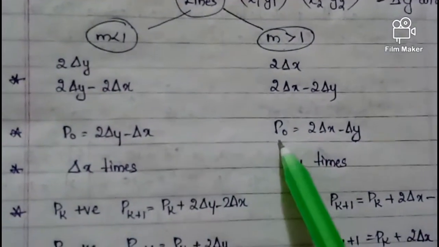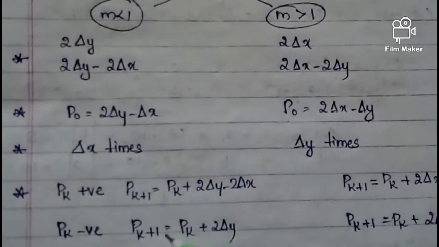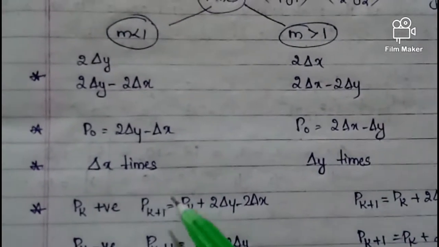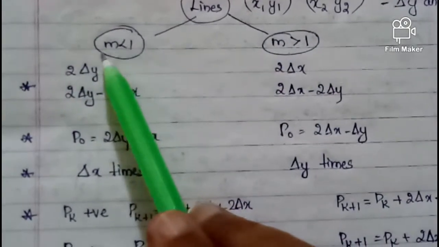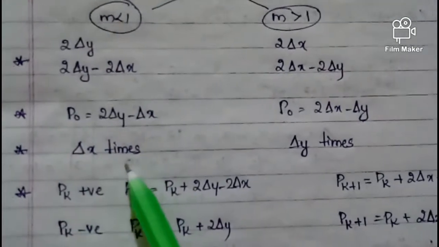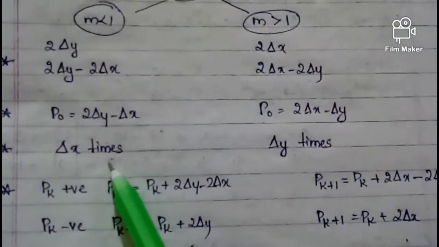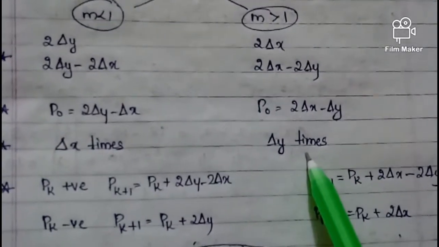Once the initial decision parameter is computed, next you have to repeat certain process. In this algorithm, if we are in an algorithm where slope m is less than 1, then you have to repeat the steps delta x times. But here you have to repeat the steps delta y times.